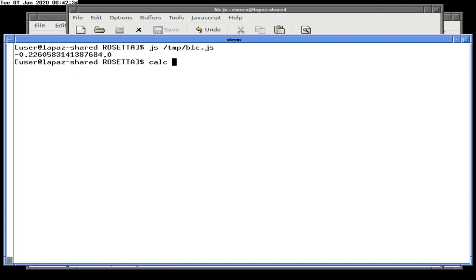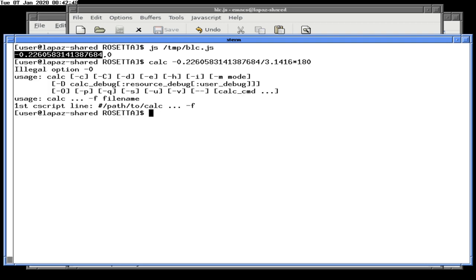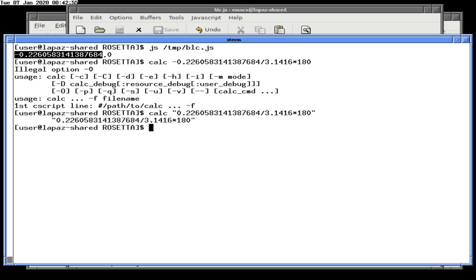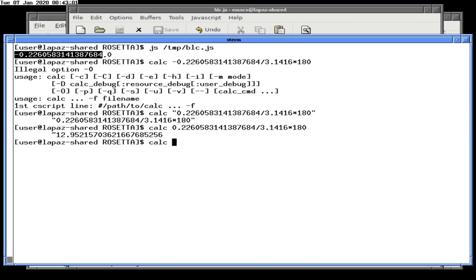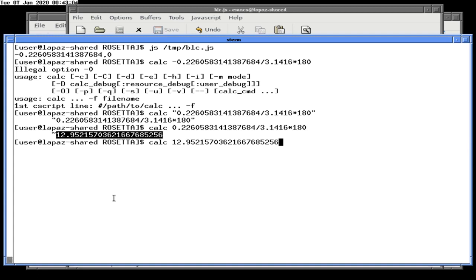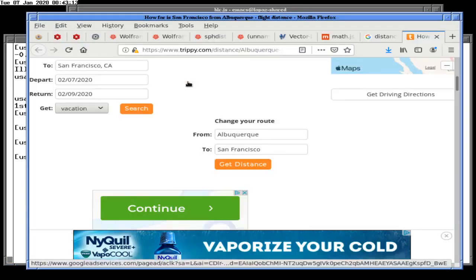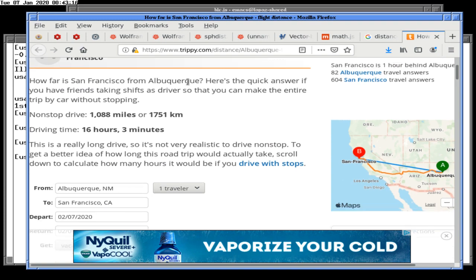Okay, so that's in radians. To convert from radians to degrees, we do this. And it's, I'm going to lose my mind. So about 12.95 degrees around the Earth. We know that 40,000 kilometers is 360 degrees around the Earth. So this is saying about 1,439 kilometers. And according to this, still not that close.